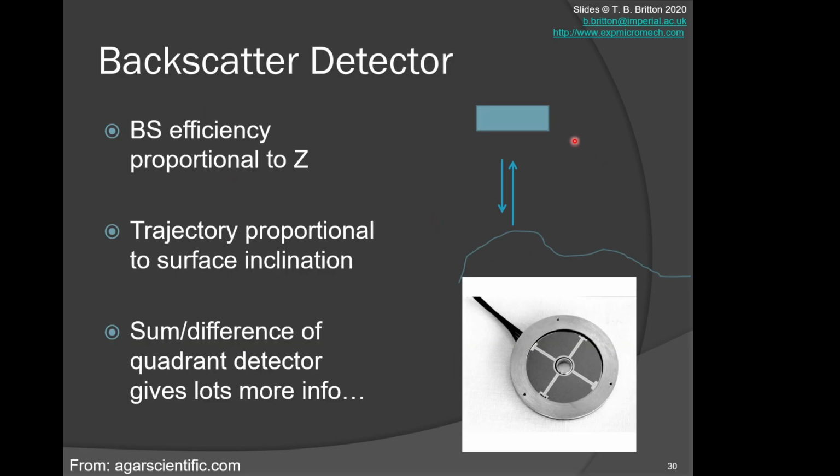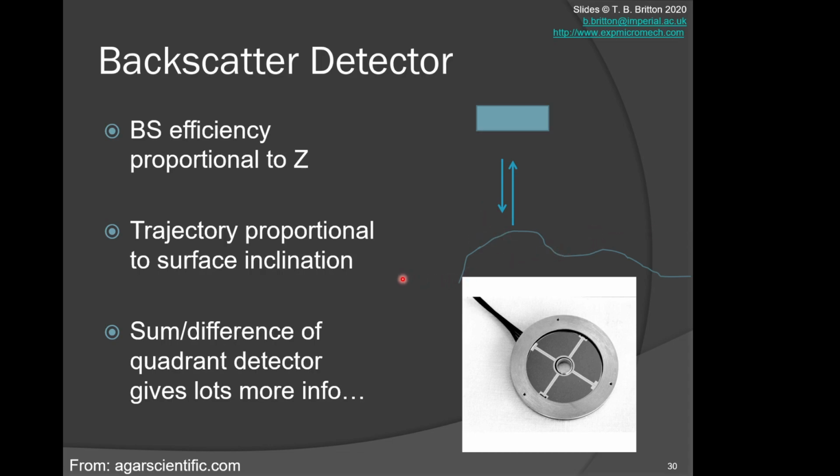This is very useful because if we imagine our billiard ball type experiments, if the sample is flat, we'll get a high efficiency back to our detector. If it's inclined, it will bounce back at an angle. And if you effectively have a segmented detector, you can look at the differences between the left and right quadrants, and that can tell you whether it is pointing this way or this way. And so that enables you to get the topography information of your surface.